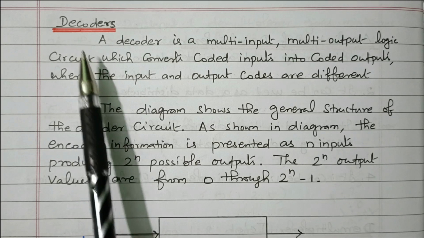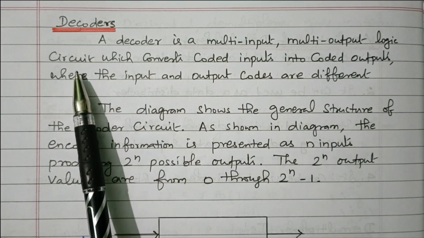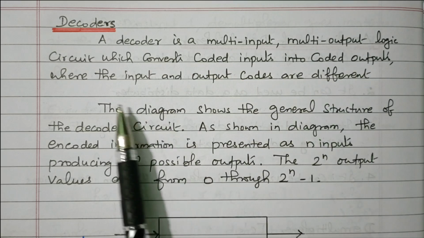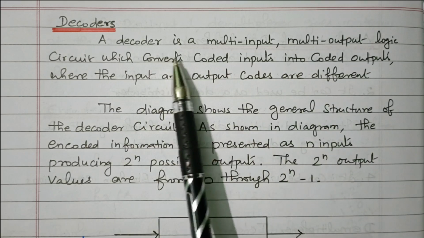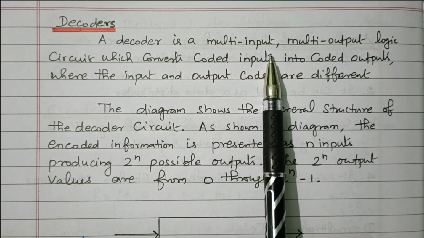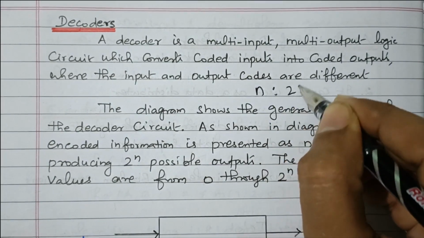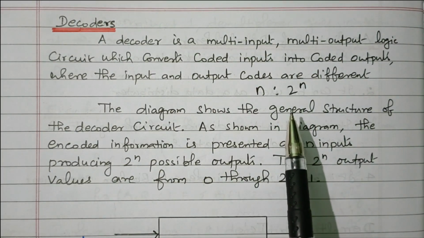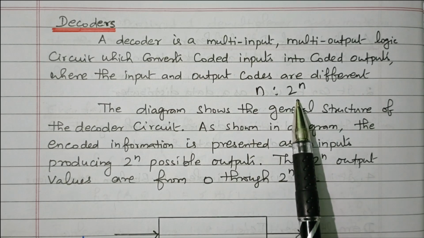Now we'll go to the topic decoder. A decoder is a multi-input, multi-output logic circuit which converts coded input into coded outputs, where the input and output codes are different. So the decoder is a multi-input and multi-output logic circuit, that is, n inputs and 2 to the power n outputs. It is just the opposite of the encoder. Encoder means 2 to the power n inputs, n outputs. Decoder means n inputs and 2 to the power n outputs.